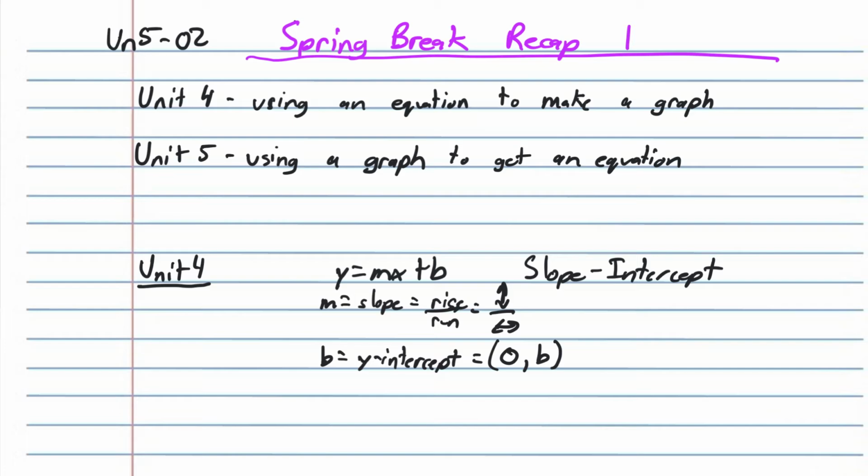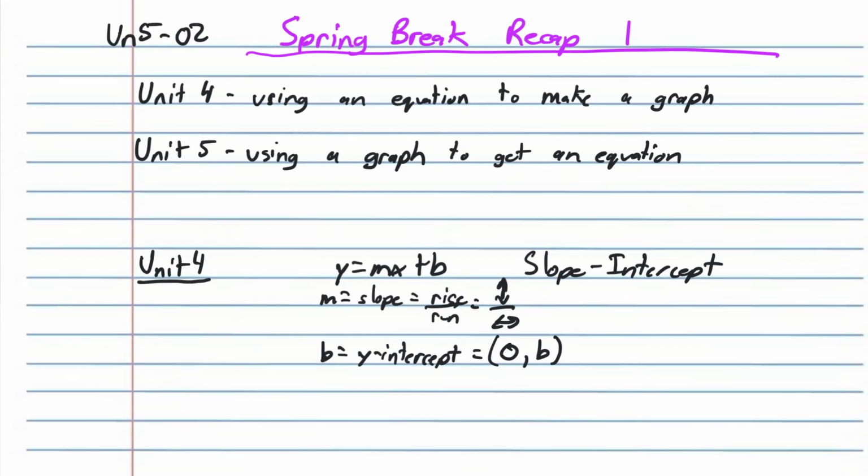This is going to be the most important piece from Unit 4 because, again, in Unit 5, we're going to work backwards. I'm going to give you the graph, and I want you to give me the equation in slope-intercept form, mx plus b, okay? So let's do a quick example together.